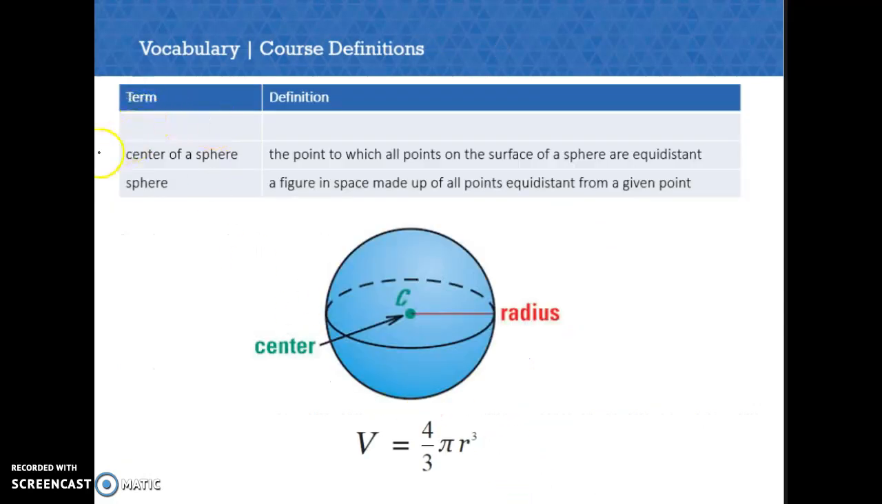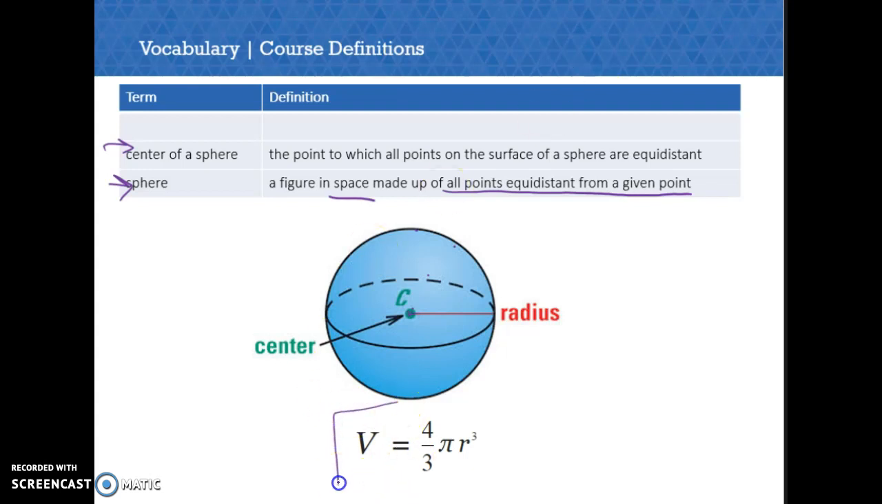So here's a couple of definitions. The center of a sphere is much like the center of a circle, except we're talking about a 3D figure. It's the point to which all of the points on the surface of a sphere are equidistant. So I could pick any point on the outside of this sphere and it would be the same distance to the center. And the sphere itself is defined as a figure in space made up of all points equidistant from a given point. Again, just like a circle, but this is in space, not in a plane, so it's three-dimensional.